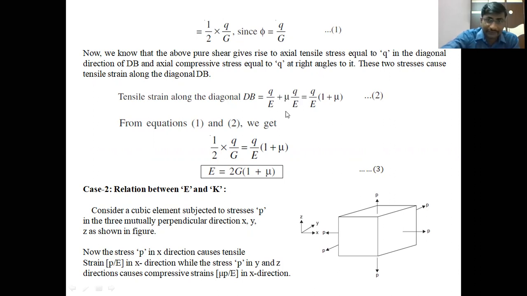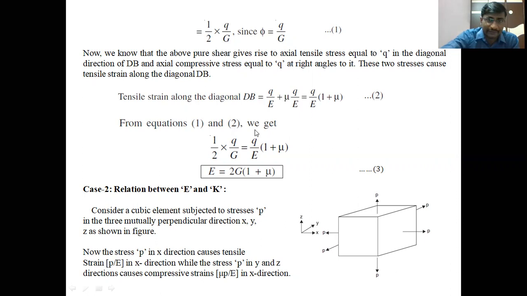From these two equations, Q by E is common, then 1 plus mu. It can be written as Q by E into 1 plus mu, equation 2. What is equation 1? Strain in the diagonal BD is equal to half into Q by G. Already we derived. So in the second equation, the strain along the diagonal BD is equal to Q by E into 1 plus mu.